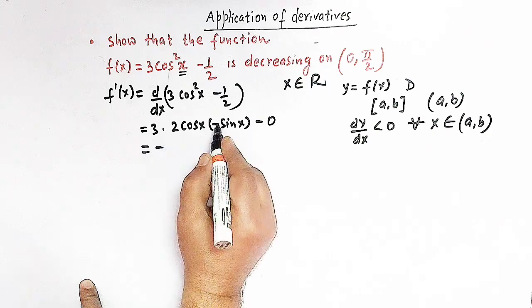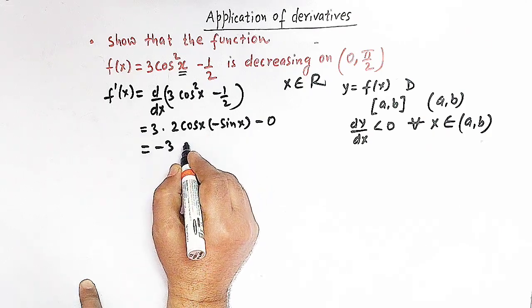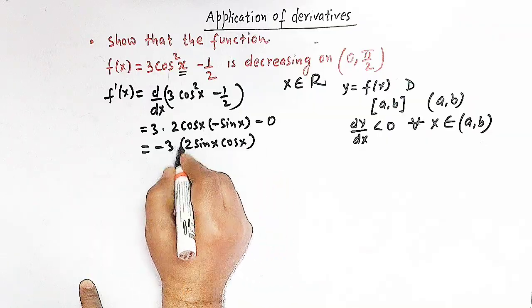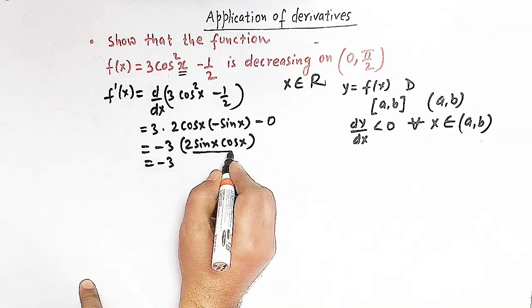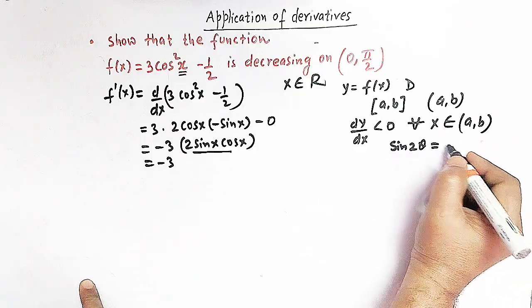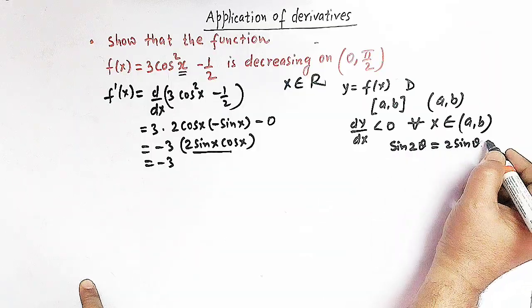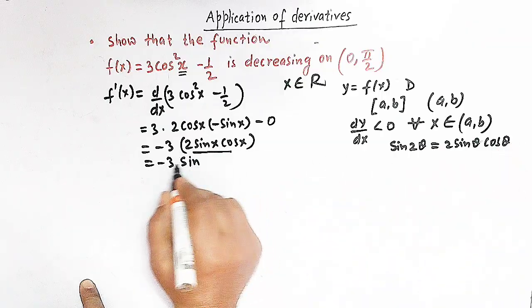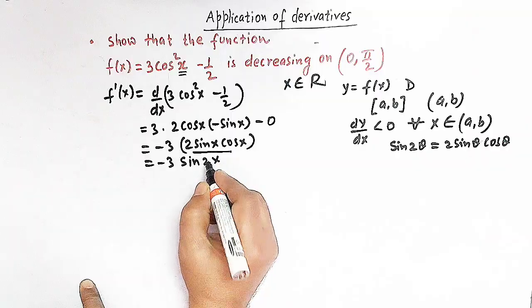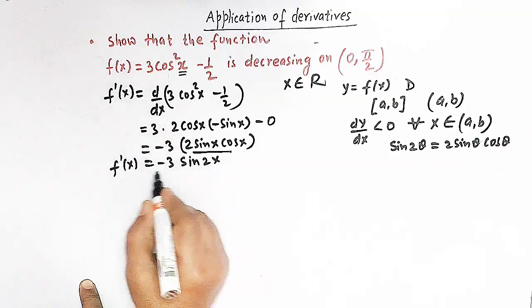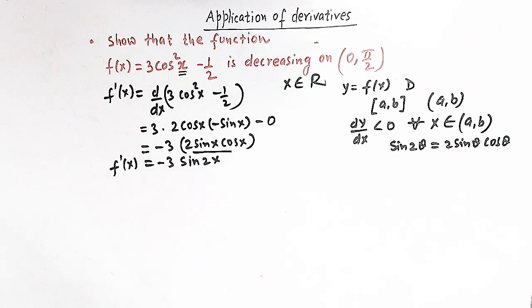So here we have minus 3, and we can now write 2 sine x cos x. From trigonometry, we know that sine 2 theta is equal to 2 sine theta cos theta. So we can now write sine 2x. So the derivative of f of x is given by minus 3 times sine 2x.